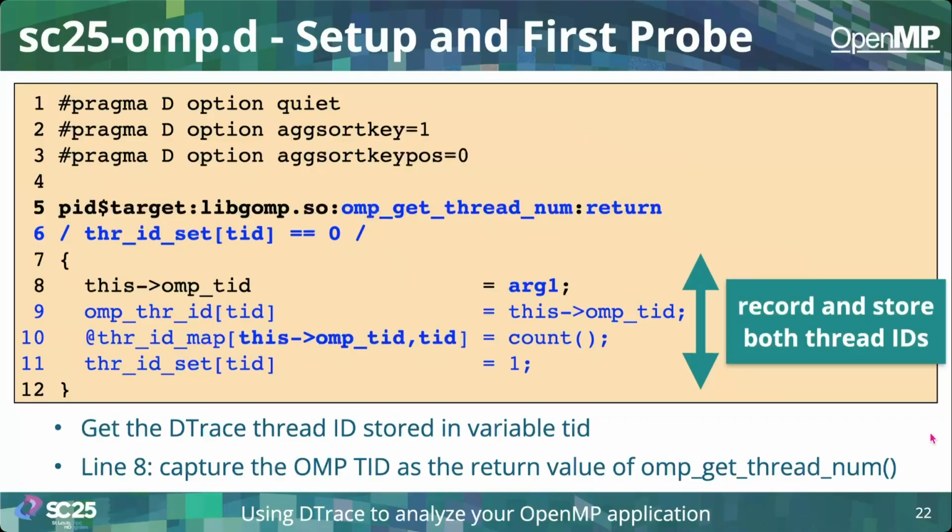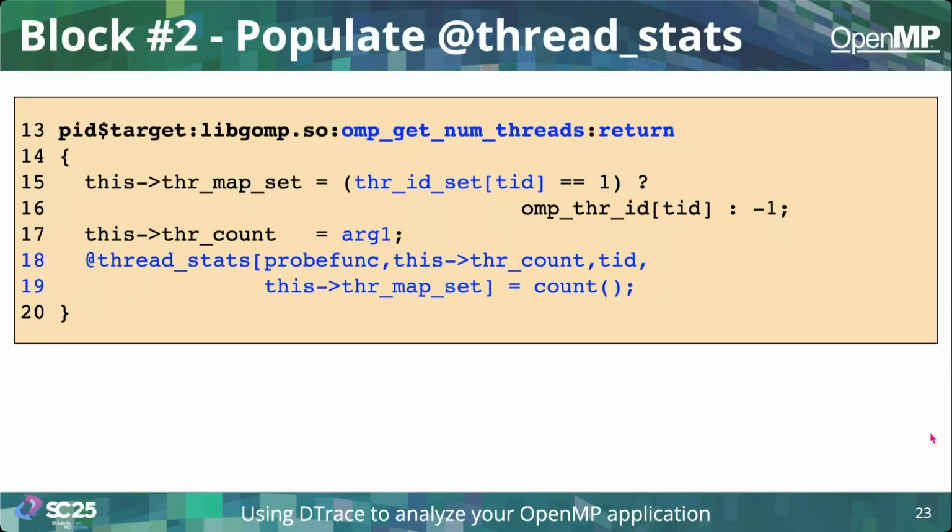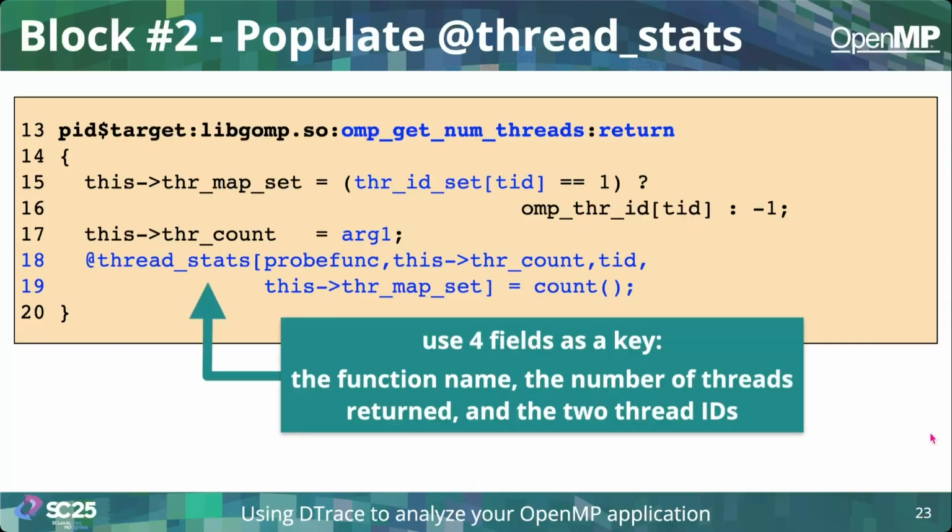It's another associative array. Those are global arrays, so every probe can read them. And what it tells me is, okay, you've set the thread ID for that DTrace ID. So that means that the operation was completed, and I can check for that later on, like in this probe. This is the second probe. And what I'm doing here, I'm looking at OMP get num threads, again in the return part. And let's look for a moment at the result at lines 18 and 19.